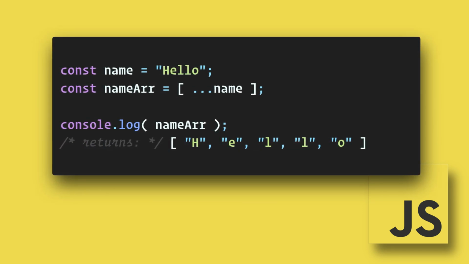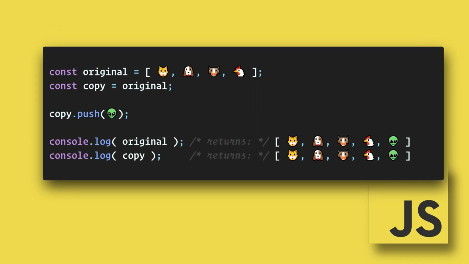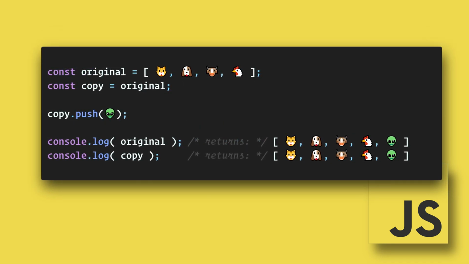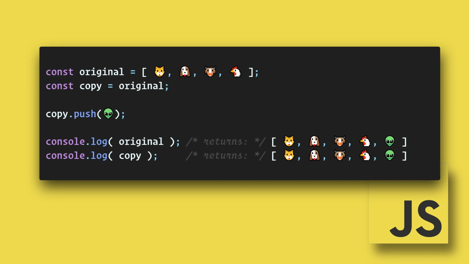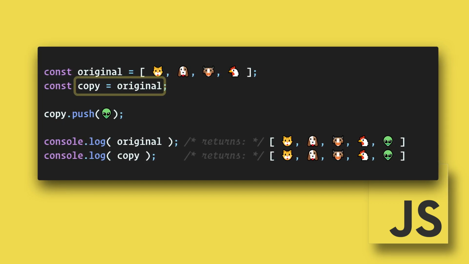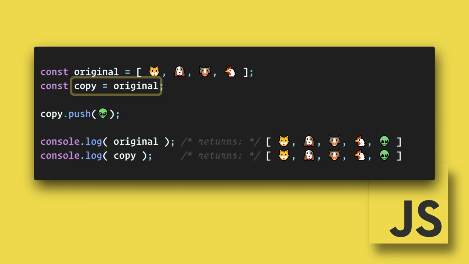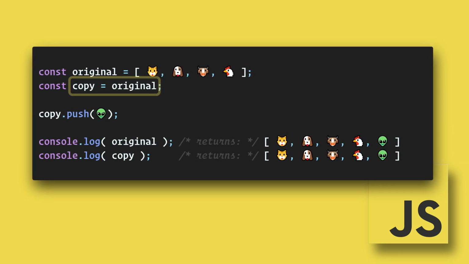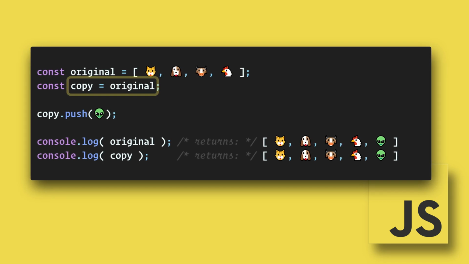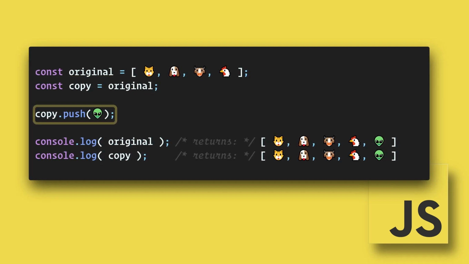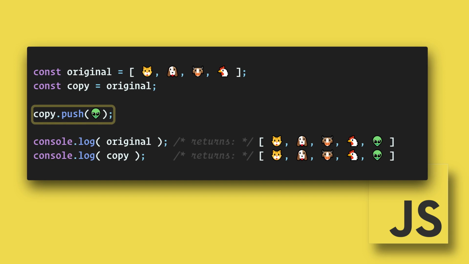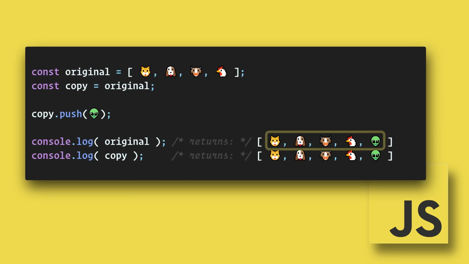One of the best cases to use the spread operator is to make a copy of an array. This comes in very handy when you're using a framework like React. We could make a copy of the array by making the new variable equal to the original, but this is not really a copy. Arrays are reference types, so both of these are actually linked to the same data. So now if we were to update the copy by pushing something into it, we see that not only is the copy updated, but the original is as well.